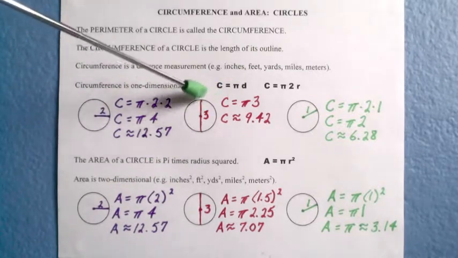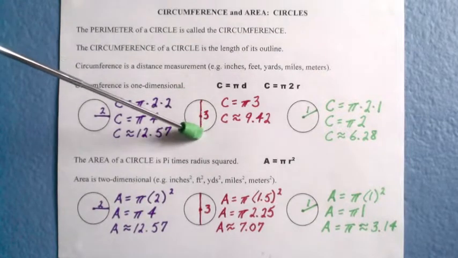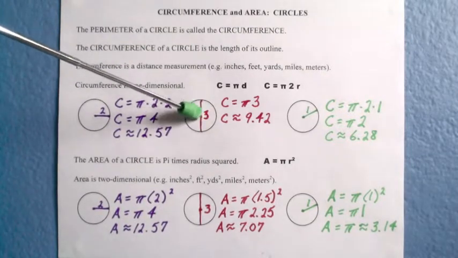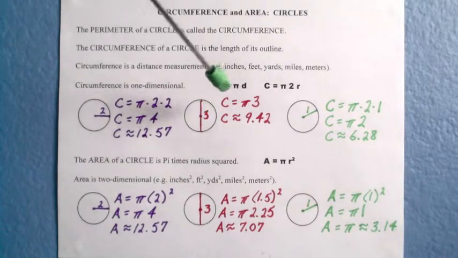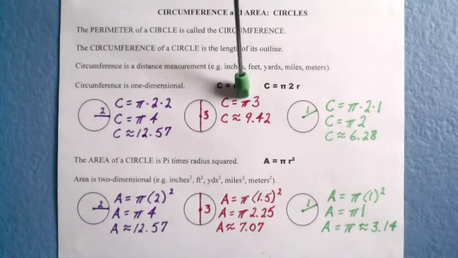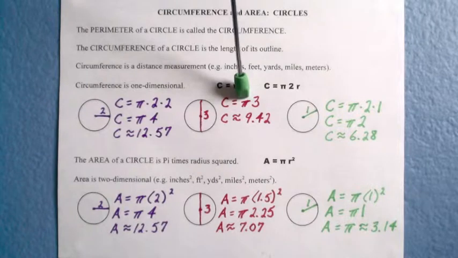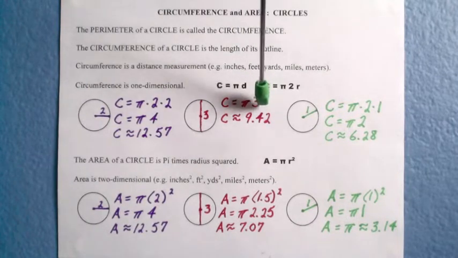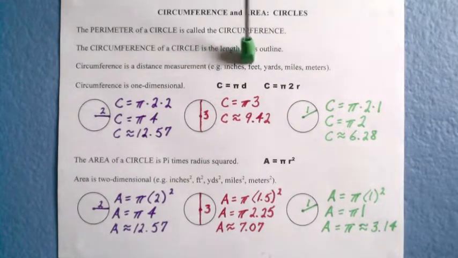Let's look at the second example. We have a line going from one side of the circle to the other through the center, so that represents the diameter. The diameter is 3, so I'm going to use this equation. C equals pi times the diameter, which is 3. 3.14 times 3 is approximately 9.42, whatever the units are.